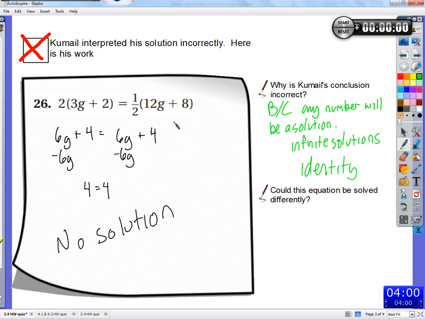You could subtract 4. Oh, from here, in this step? So the first step's the same, the second step, we'll subtract 4 from both sides. There's a little note here, 6g plus 4 equals 6g plus 4. Subtract 4 instead of subtracting 6g. 6g equals 6g. All right. Did you do anything from there?